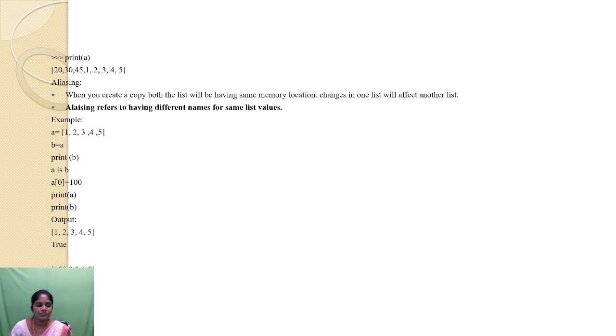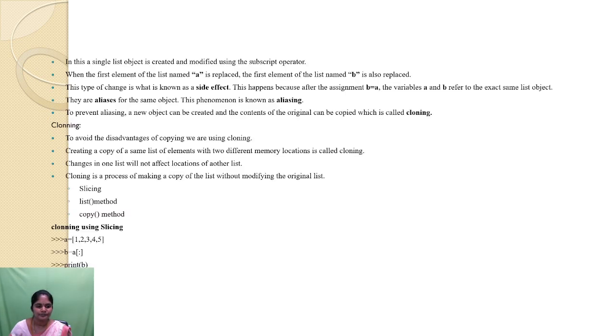So the aliasing operation means a change made to a value in the a list will be reflected in the other list also. Likewise we produce output in the aliasing operation. Okay, next we move on to cloning.